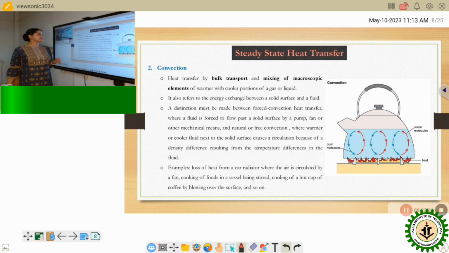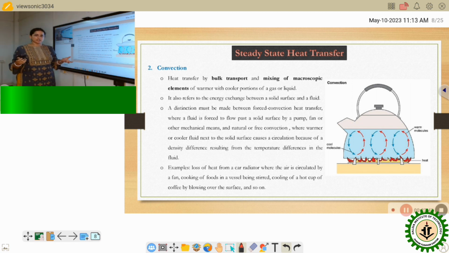A distinction must be made between forced convection heat transfer and natural convection. There are two types of convection. One is forced convection, another is natural convection. Forced convection is where we use an external aid, maybe a blower, maybe an agitator. The blower can replace the hotter air with the colder air to accelerate the heat transfer, or the agitator can stir the water so that the warmer water molecules get replaced by the colder water molecules. Those are all done generally to accelerate heat transfer.